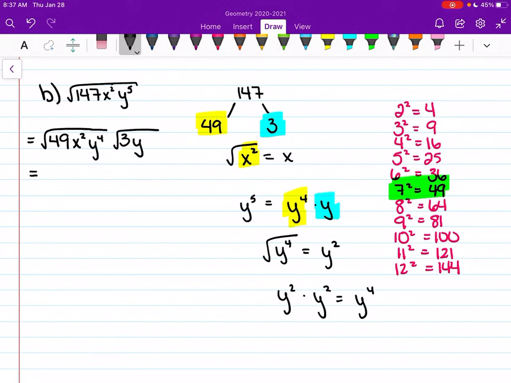And now when I look at that first radical, I can take the square root of each of those factors. So square root of 49 is 7, square root of x squared is x, and square root of y to the fourth is y squared. And then I'm left with the square root of 3y. So that's how you would simplify those.